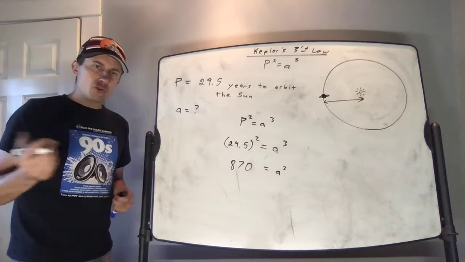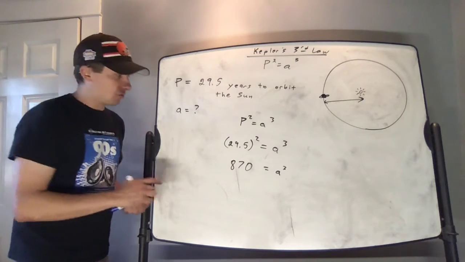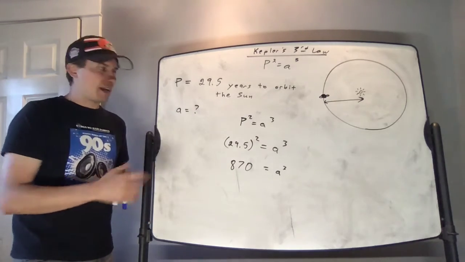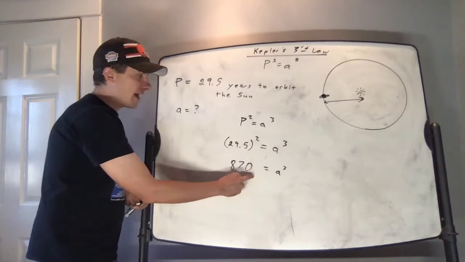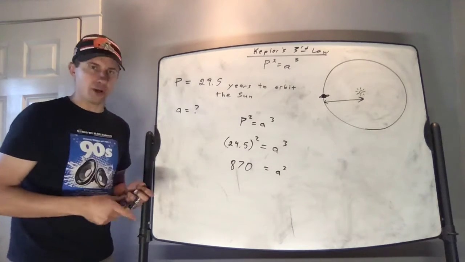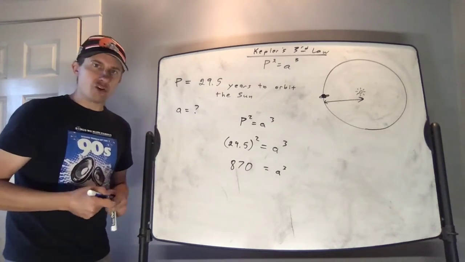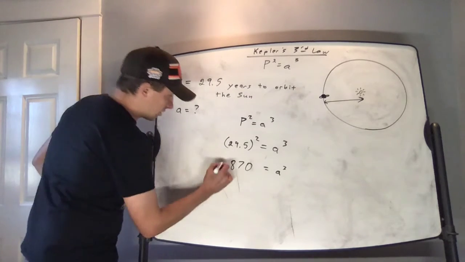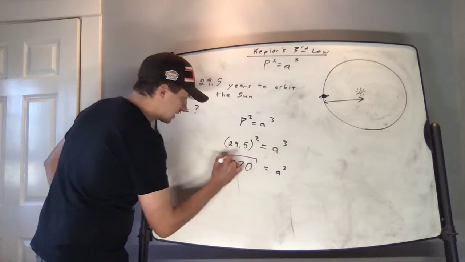Now, the answer to our problem is not 870 AU. What we are trying to find is a, but what we have is a cubed. So we need to get rid of this cube. In order to get rid of a cube, you could take a cube root. So I could take the cube root of both sides.